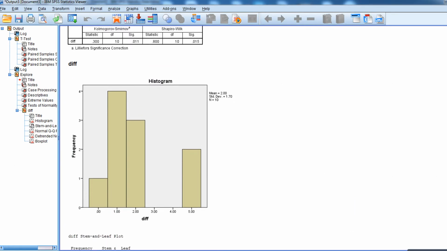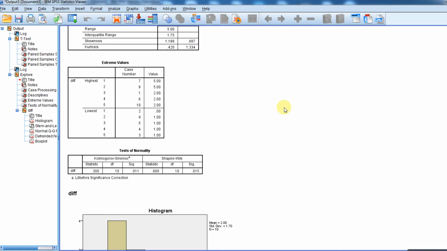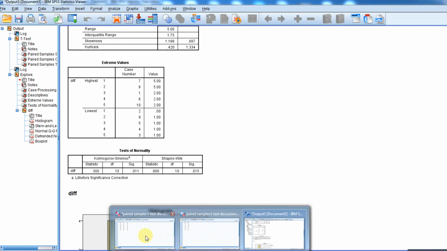Up here are the extreme values for your difference variable. When you're looking at the extreme values, the highest and lowest, these are giving you possible cases that might be outliers in your data set. This does not mean that they are outliers. You have to do a little more investigation to determine if you have any outlying cases. These are just the cases that have the most extreme values, and really none of them are particularly extreme. Probably the most extreme values are for cases 7 and 8 in the data set, because for those cases the difference values were 5s.